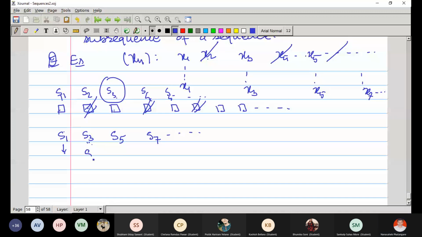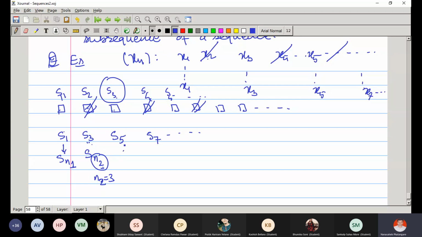So we can say that it is n2, because it is a position in the subsequence, the second position, right? But what n2 actually is, is 3, the third position. So for s_n1, 1 is a position in the subsequence and n1 is a position in the original sequence. Do you understand this?